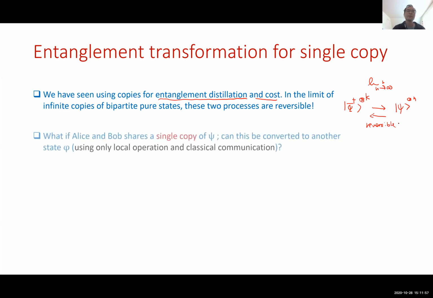But we also want to consider the scenario where you only have a single copy. Let's say Alice and Bob share a single copy, and we want to ask the question: can this be converted to another state phi using only local operations and classical communication? So for example, this is phi plus, the highest entanglement of all two-qubit states, but we have also seen other two-qubit states which are not necessarily the highest entangled.